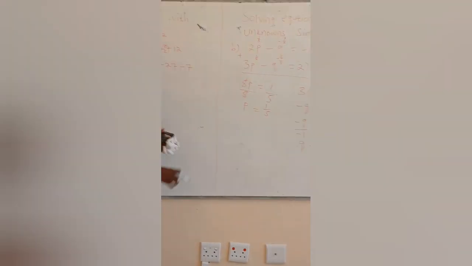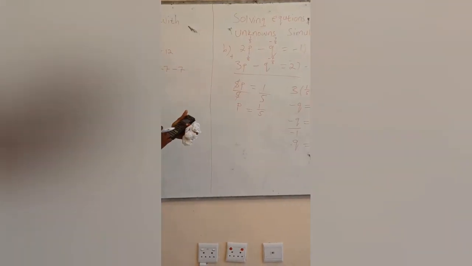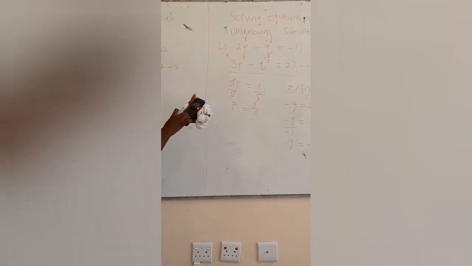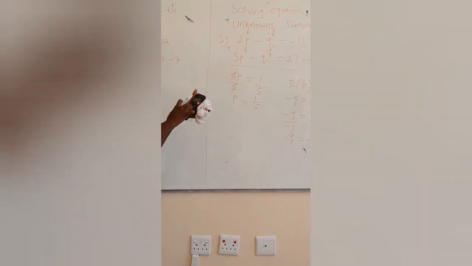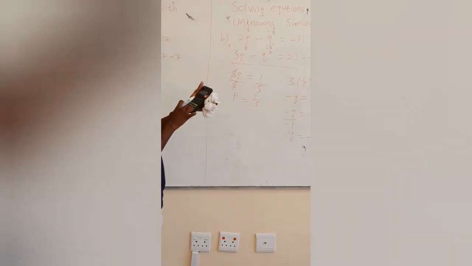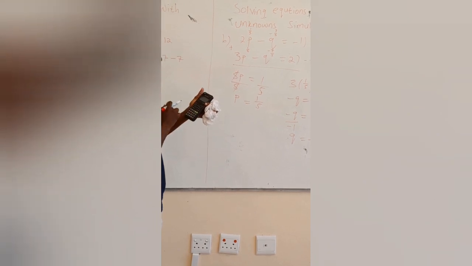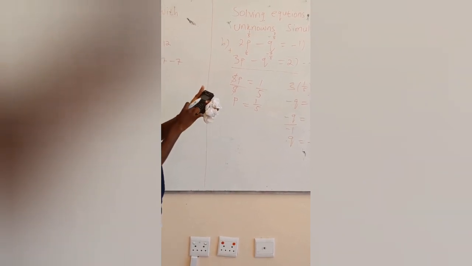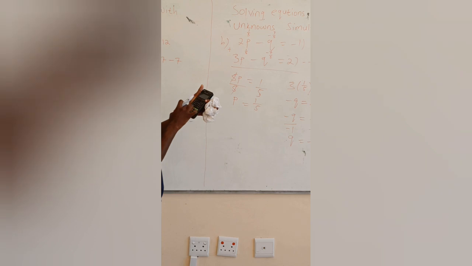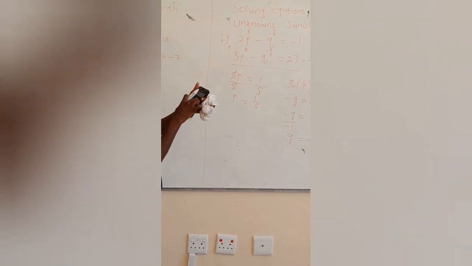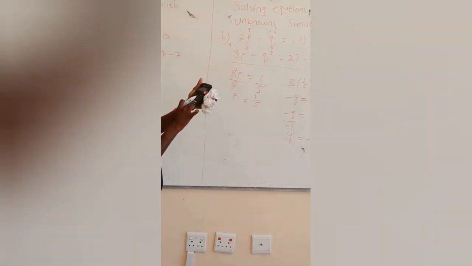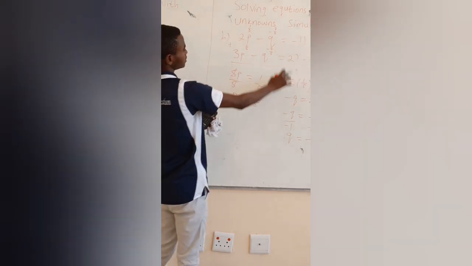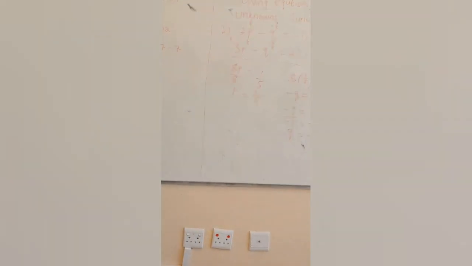And let's try to prove the other one. 3 open bracket 1 over 5 close bracket minus negative 7 over 5 close bracket. The answer is equal to 2, meaning that we have proven.